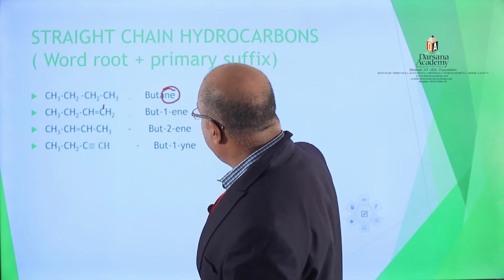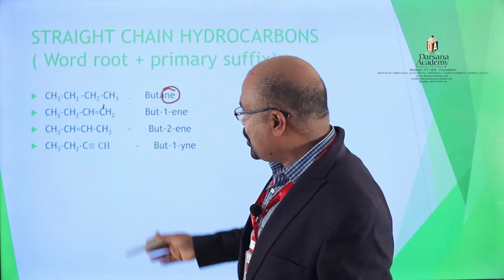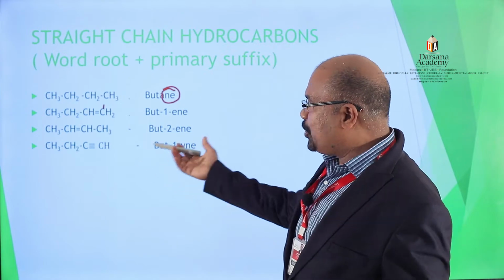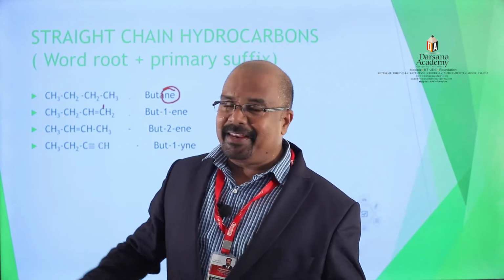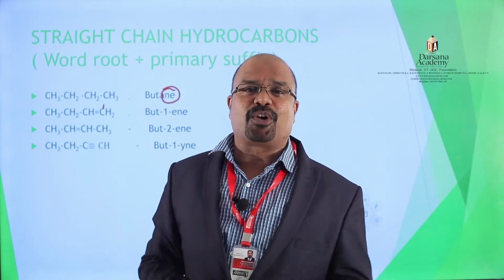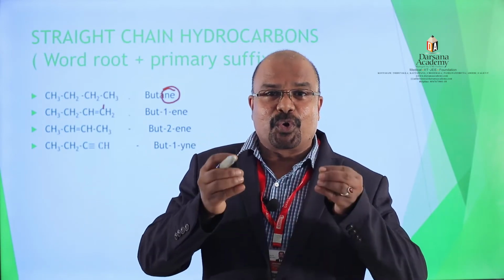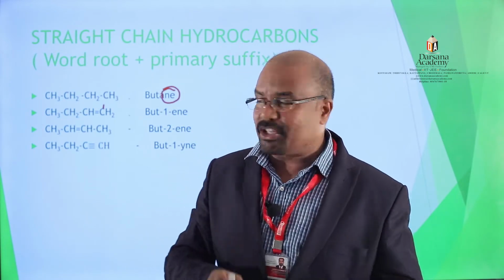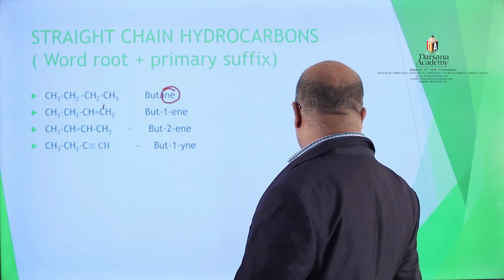So the name of the compound is butane, butene, butyne, pentyne, etc. So for naming a straight chain hydrocarbon, we have to know the root word as well as the primary suffix. Clear?